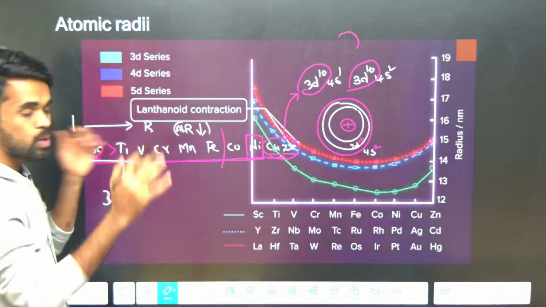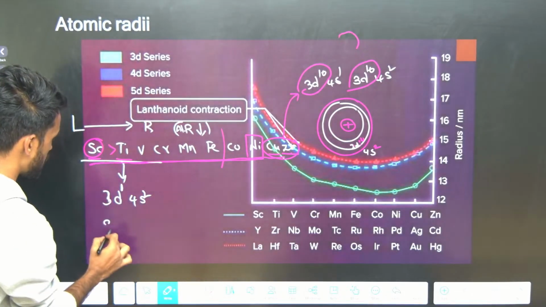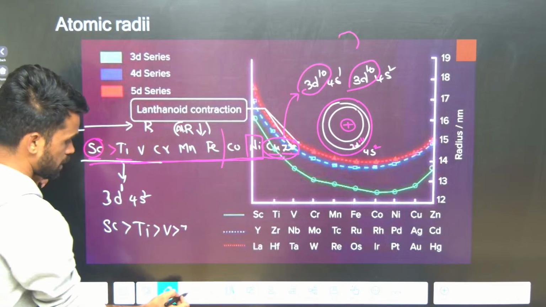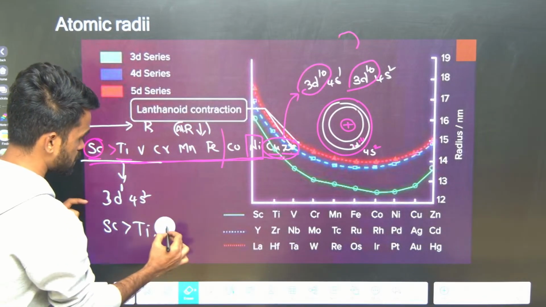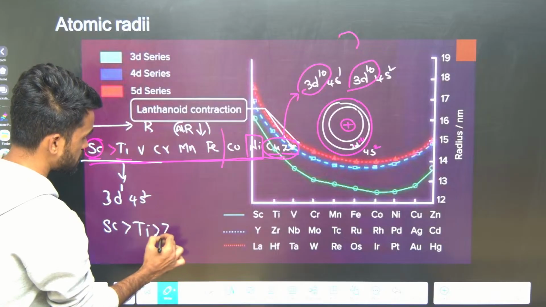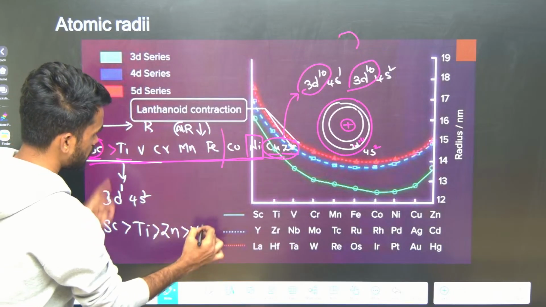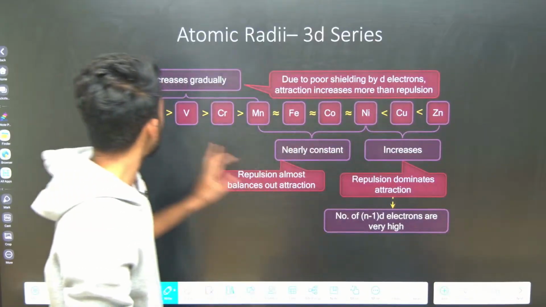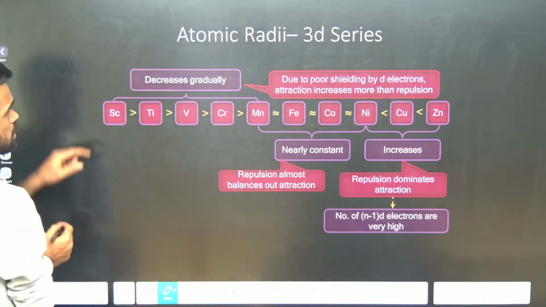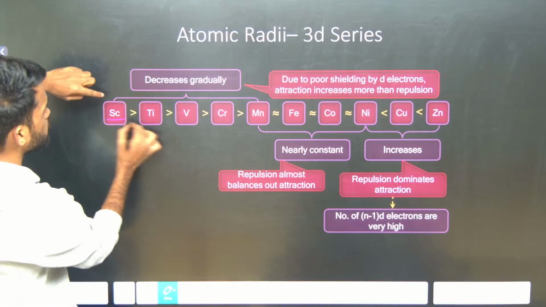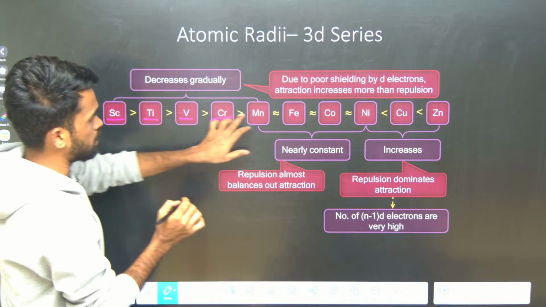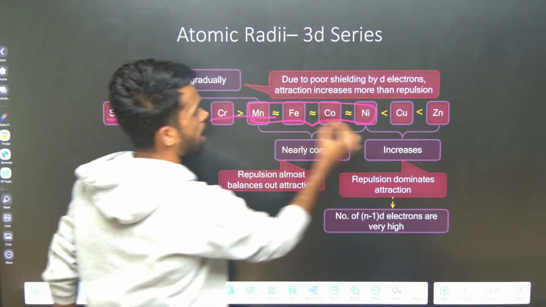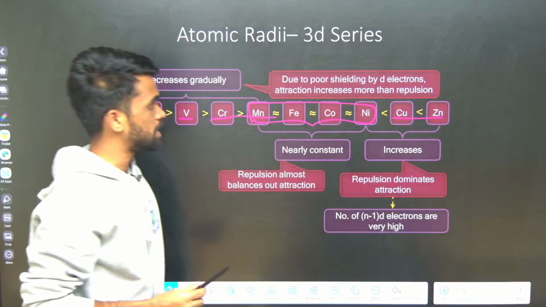Now the overall order will be something like this: scandium first, next titanium, next vanadium, like this it is going. So from manganese to nickel it will be the same. After this you have zinc greater than copper.